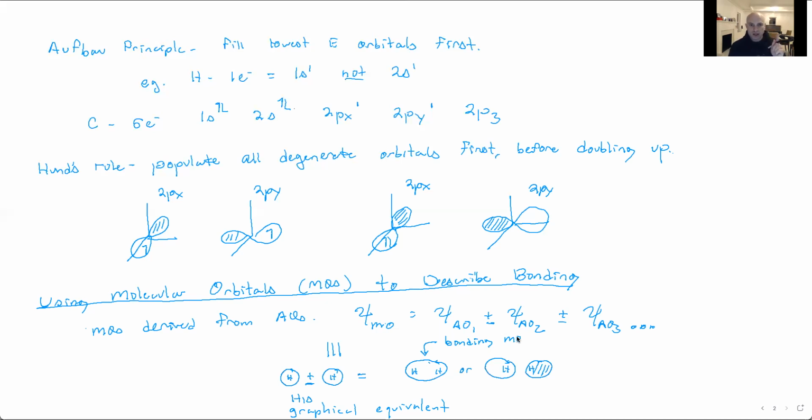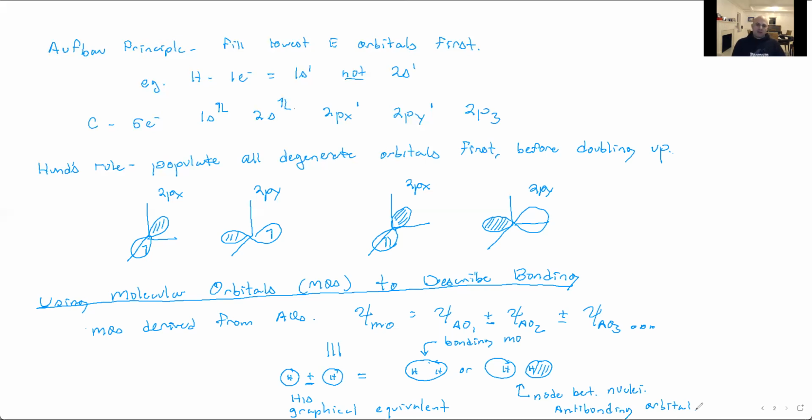And the key point is that if I subtract them, the sign of the second orbital changes, and so you wind up with a node. And we call this an antibonding orbital. And strictly speaking, again, this won't really come into play too often, but we may occasionally need to remember this.